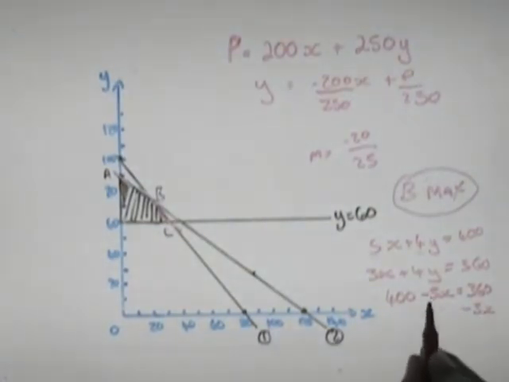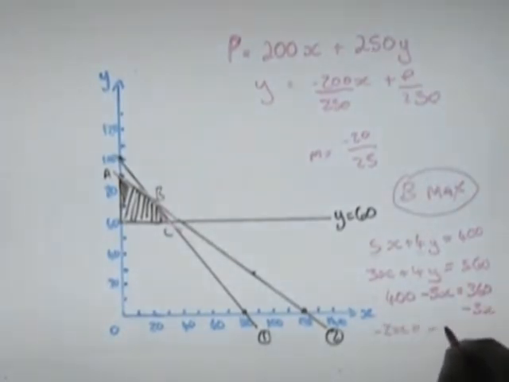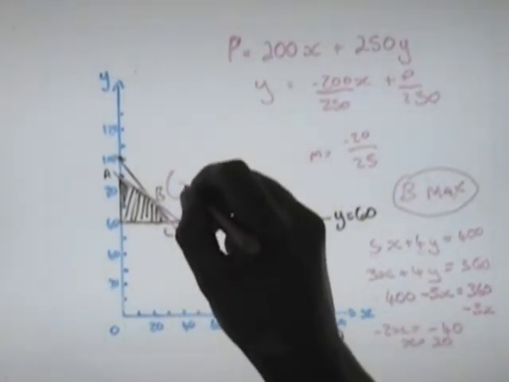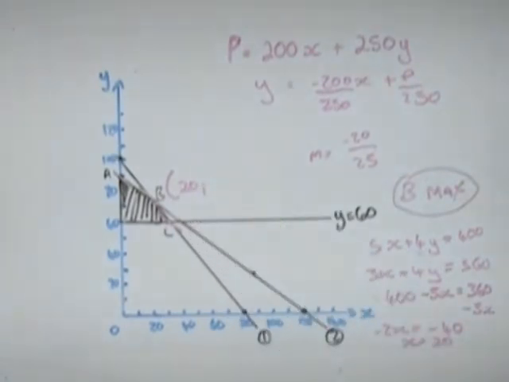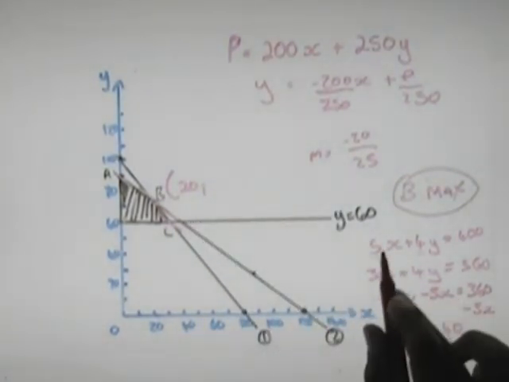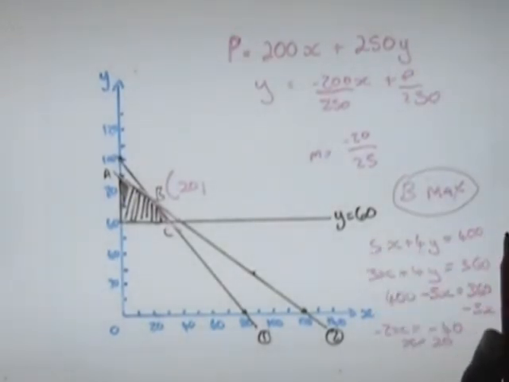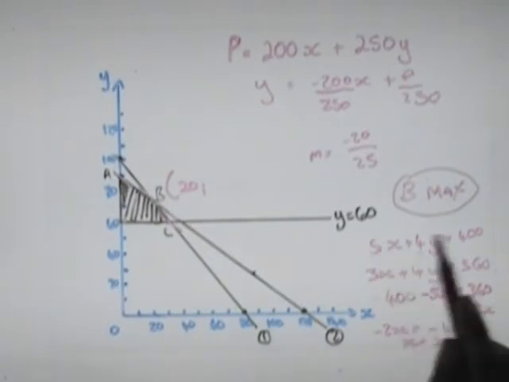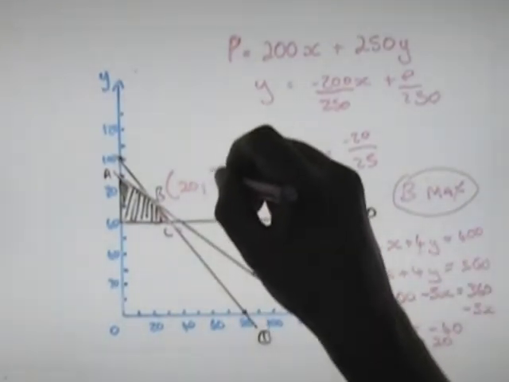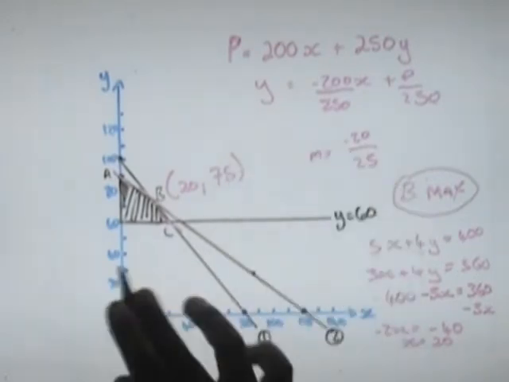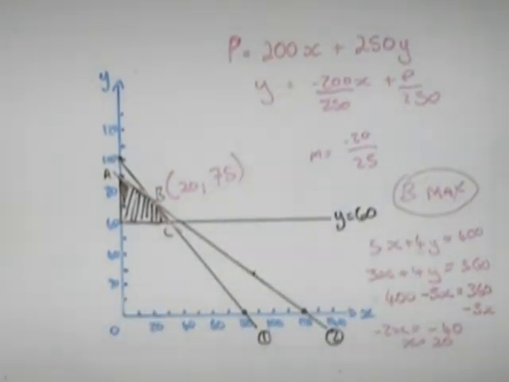Take the 3x across, so we have minus 5x plus 3x is minus 2x is equal to 360 minus 400, which is negative 40. That means that x is equal to negative 40 divided by negative 2, which is positive 20. So the x value of B is positive 20. The y value will be given by 20 times 5 is 100. 400 minus 100 is equal to 300. Divided by 4 is 75. That means that the coordinates of B are x is equal to 20 and y is equal to 75.